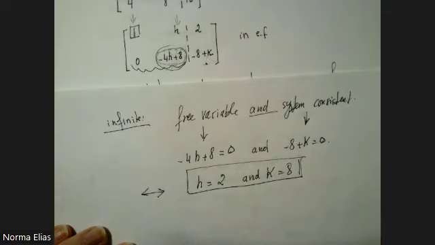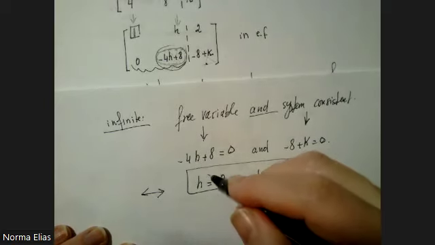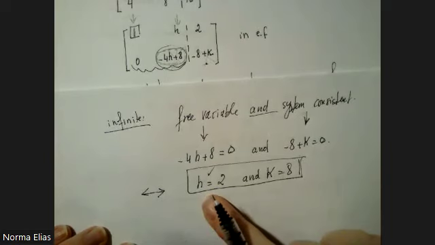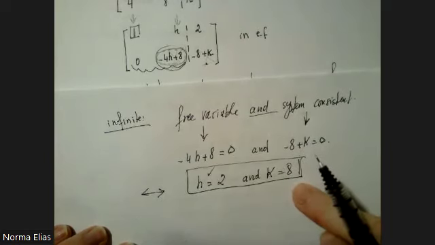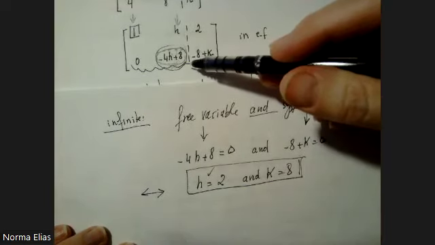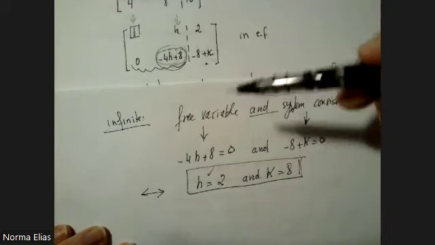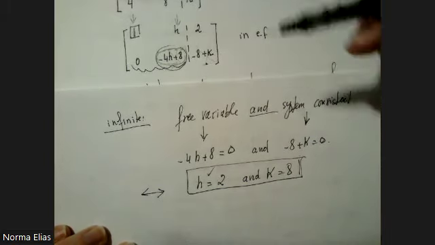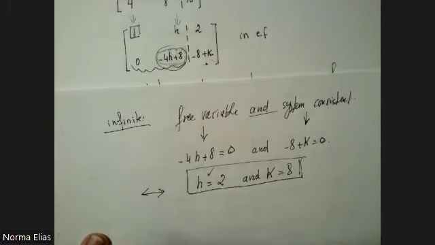So it's infinitely many solutions. Yes, we need both conditions. The first one gives me x2 as a free variable. The second guarantees the consistency, because if this is not 0, I will have inconsistency in the system. So I need both conditions to be satisfied. Any other questions from that?